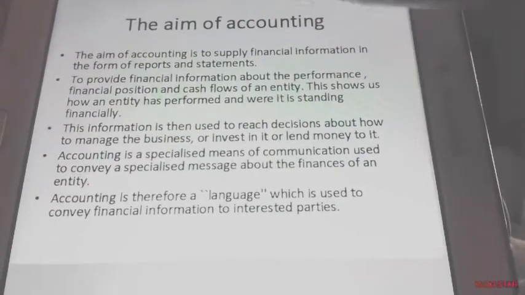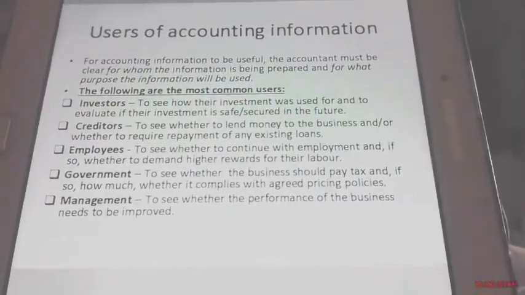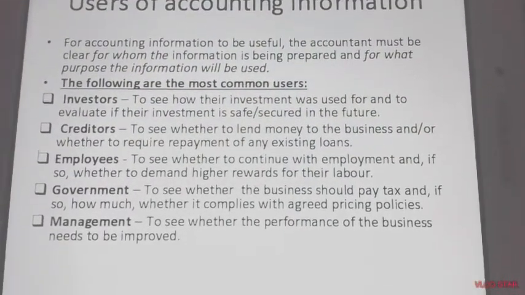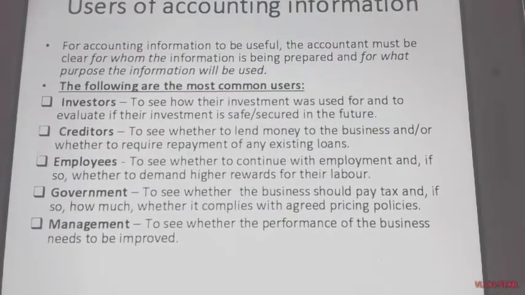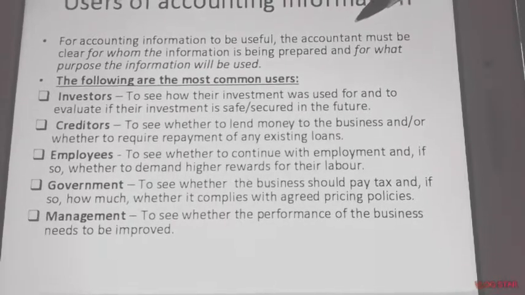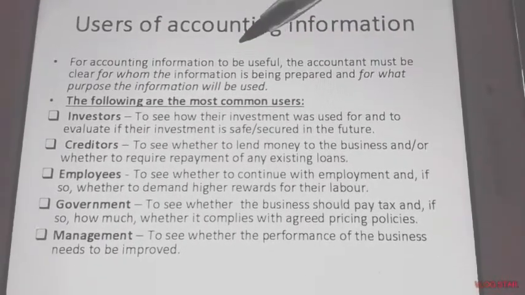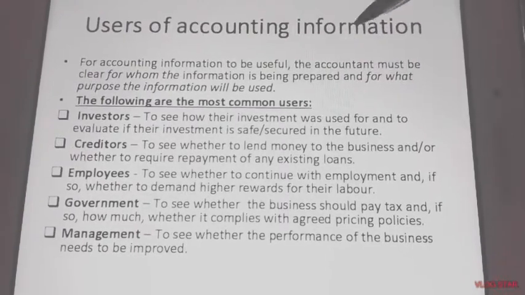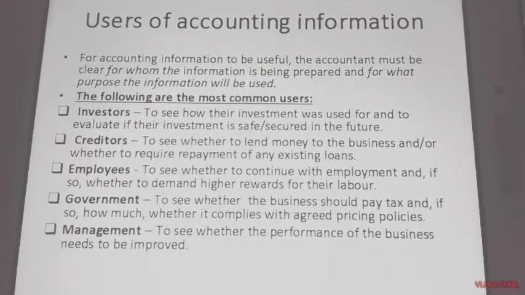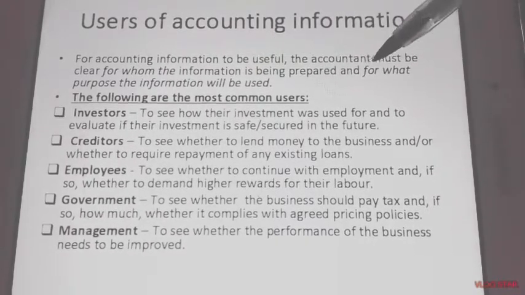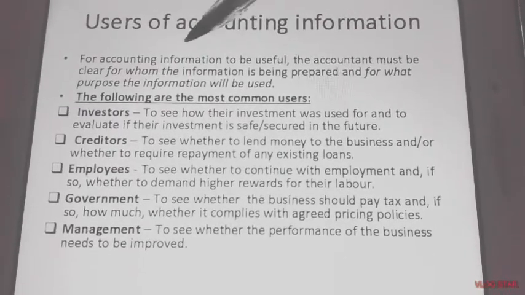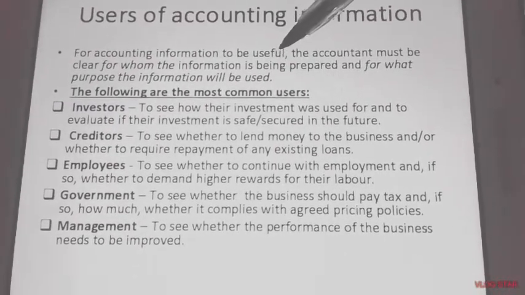And let's continue with the users of accounting information. So who are these interested users? So looking at this, they said here, for accounting information to be useful, the accountant must be clear for whom the information is being prepared, and for what purpose the information will be used. So the accountant must take this into account. They must really know who the information is being prepared for, and for what purpose the information will be used.